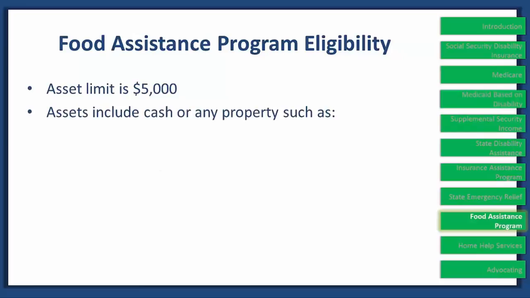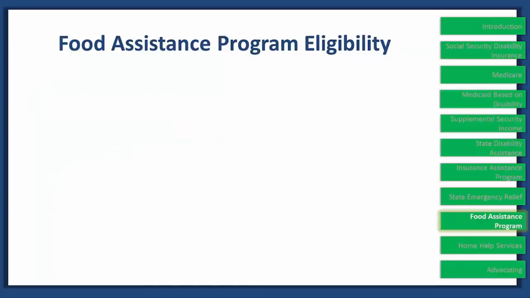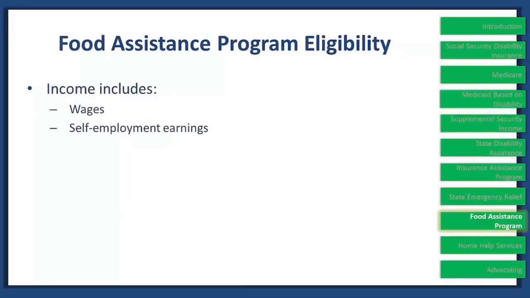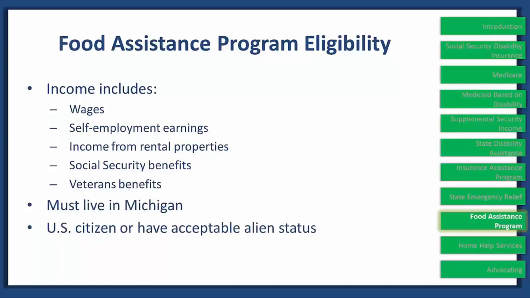Assets are cash or any property you own, such as checking and savings accounts, investments, some trusts, property or real estate other than a first home, and any vehicles other than the first one. Income that is considered includes wages, self-employment earnings, income from rental properties, Social Security benefits, and veterans benefits. Applicants are required to live in Michigan and be either a U.S. citizen or have acceptable alien status.